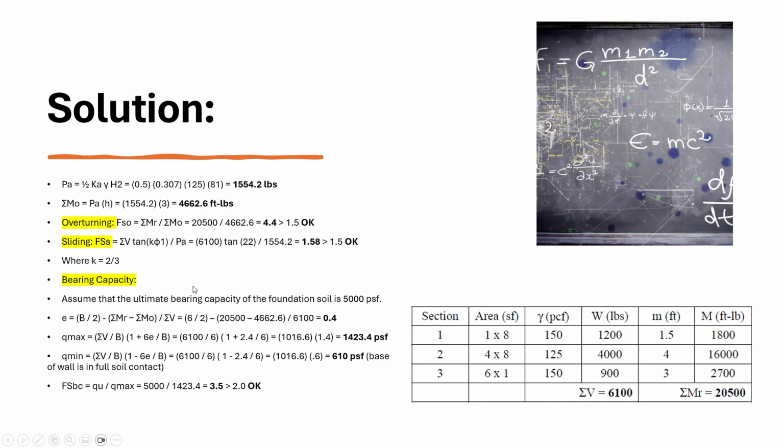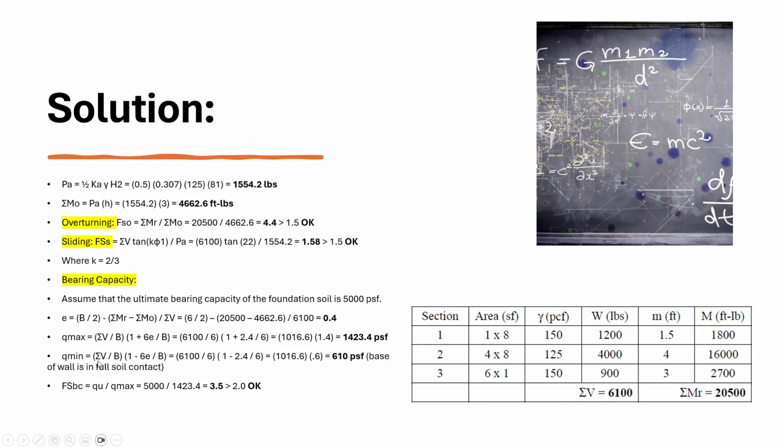So here we just assume that our bearing capacity of the soil is 5000 psf. First you need to do the calculation for the eccentricity, and B is for the width. The width of the footing was 6 feet, and if you replace the other parameters and the moment that we did the calculation for, it is 0.4.